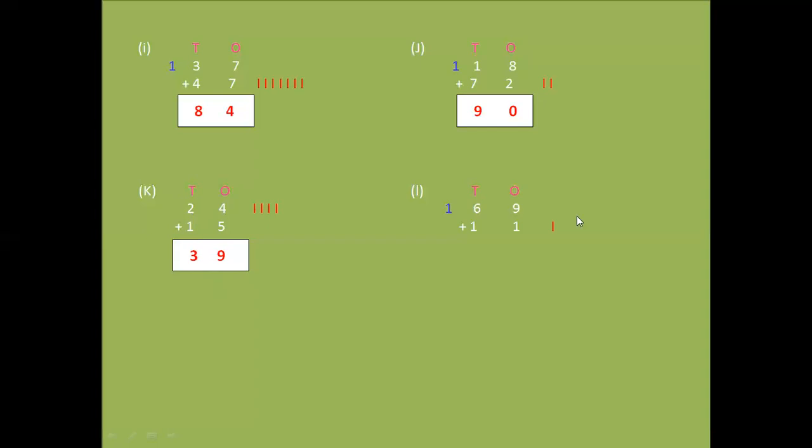The last question part is 69 plus 11. So 9 plus 1, 10. 1 goes to add into tens. 6 plus 1, 7, plus 1, 8. So 69 plus 11, answer is 80.